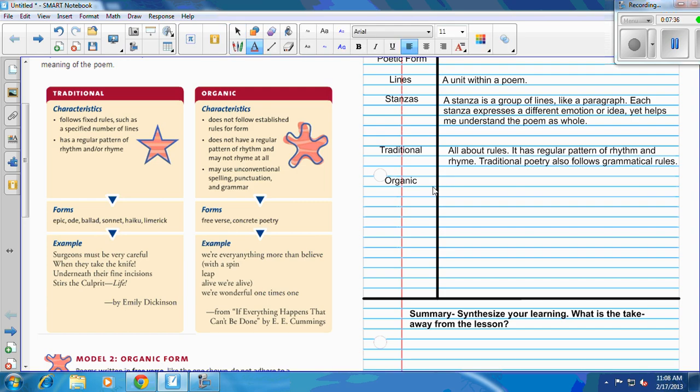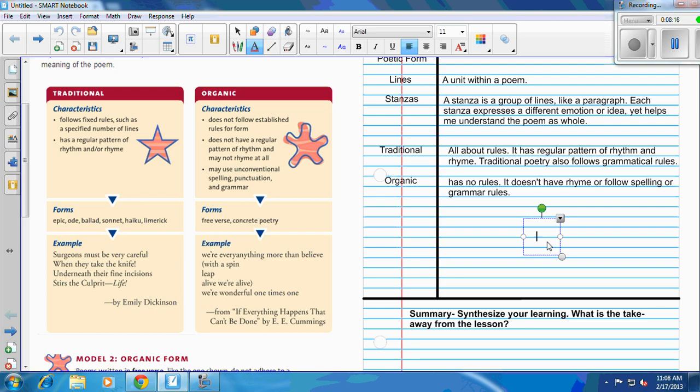So let's get some of those definitions written down. So organic poetry has no rules. It doesn't have to rhyme or follow spelling or grammar rules. Some of the examples are free verse or concrete poetry. I'm not sure what those are yet, so I'm not going to write it down. Let's look at the example.